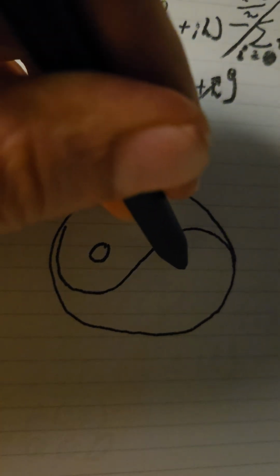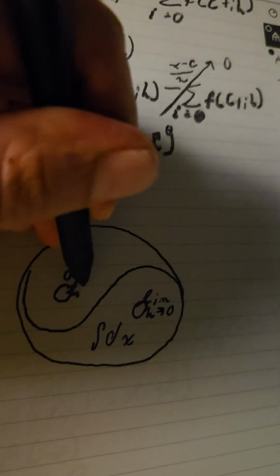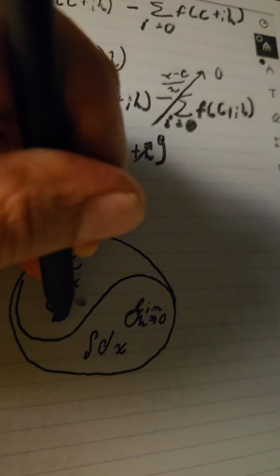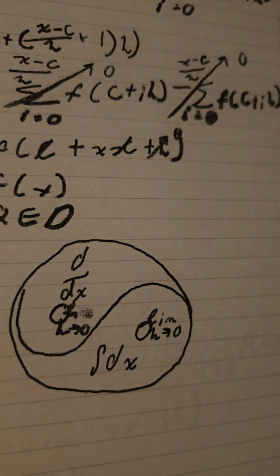If you believe in the balance of nature, then pretty much, if this is the derivative and this is the integral, then what they have in common is the limit as h approaches 0. That's what they have in common.